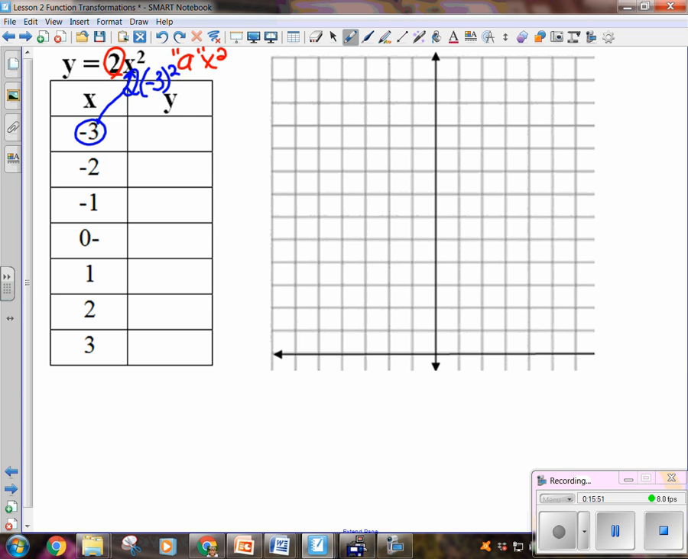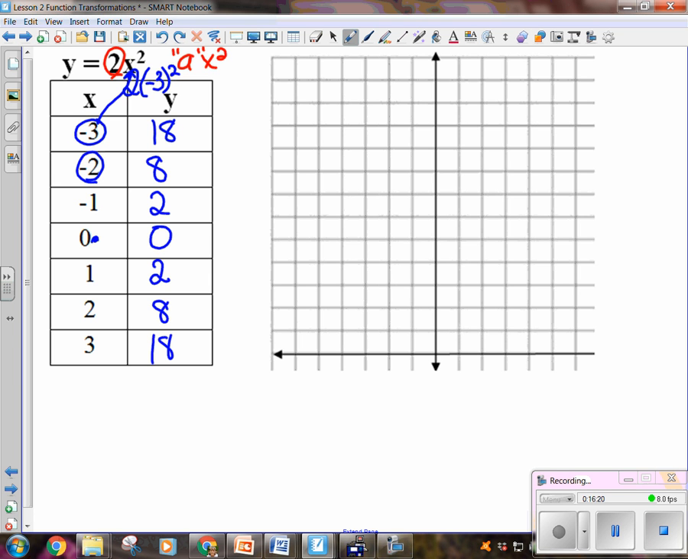So -3 times -3 is 9. 9 times 2, when I doubled it, becomes 18. -2 times -2 is +4, doubled is 8. -1 times -1 is 1, doubled is 2. 0 times 0 is 0, and 0 times 2 is still 0. And then, did you notice that the left-hand side and the right-hand side of the graph are the same? So I'm going to bet this is 2, 8, and 18.